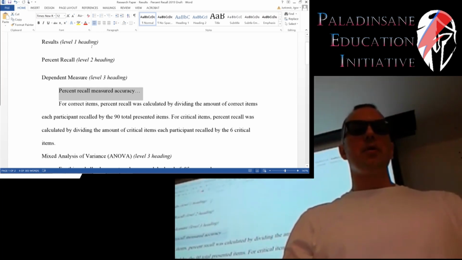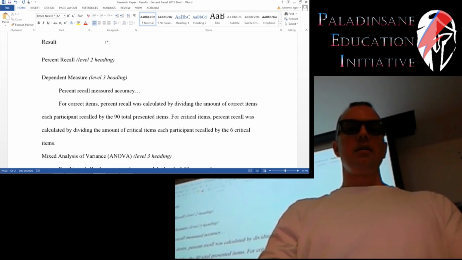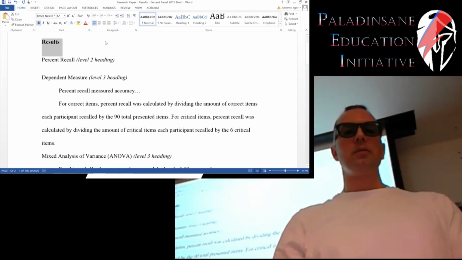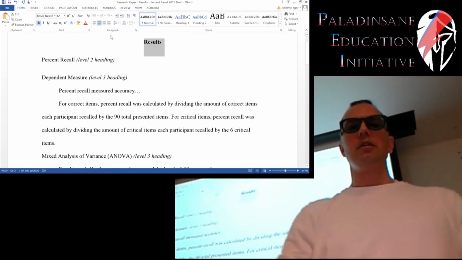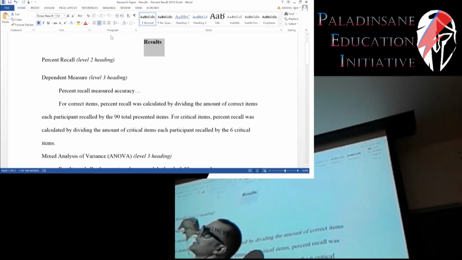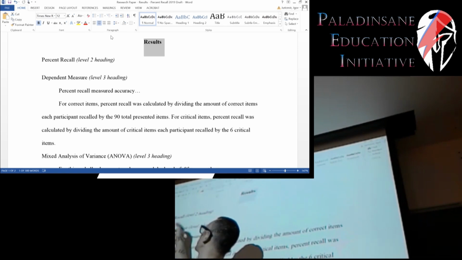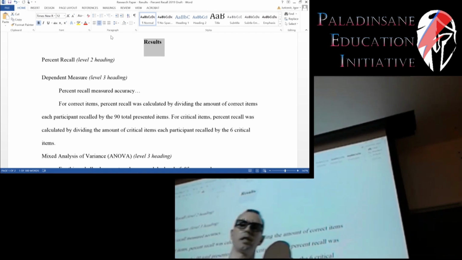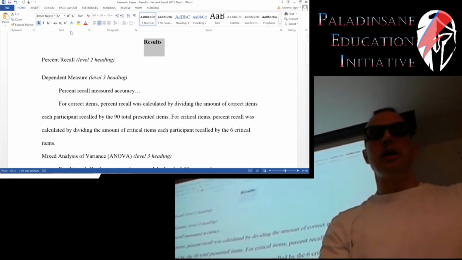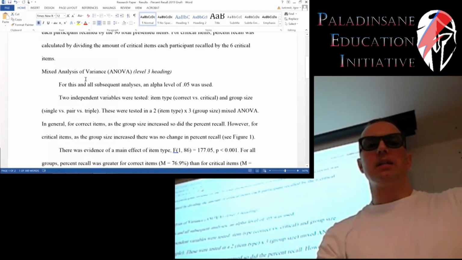So for example, results here is a level 1 heading. So that's got to be bold, and that's got to be centered, and I'll do that one for you. But percent recall here is being identified as a level 2 heading. Format it so it's a level 2 heading. Dependent measures, level 3 heading. Format it so that it's a level 3 heading. And then for the rest of this, level 3 heading over here, make sure that you update the headings.